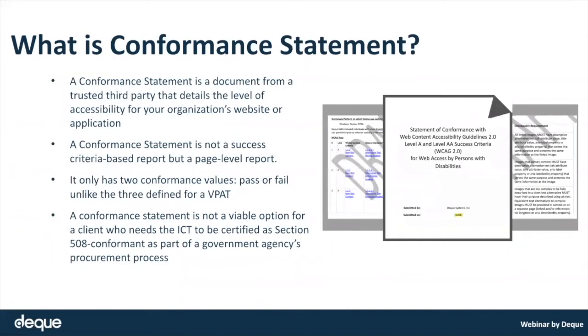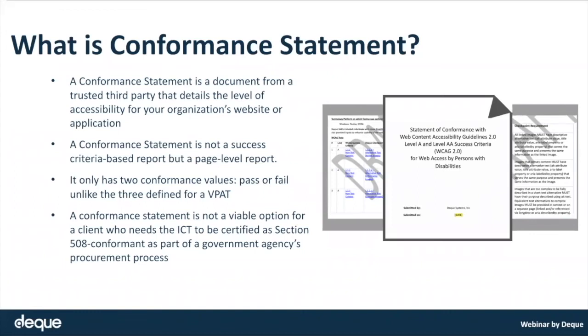It is a document given by a trusted third party that details the level of accessibility for your organization. Meaning, if you hire DQ, they can give a conformance statement, whereas VPAT is something that you need to produce as an organization. Of course, your third party teams and vendors can help you, but it is essentially your responsibility. But a conformance statement can be given by a trusted third party consultant.